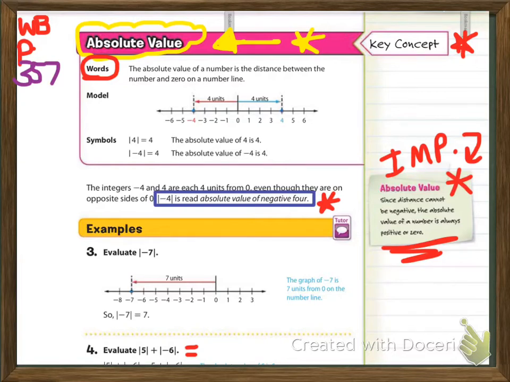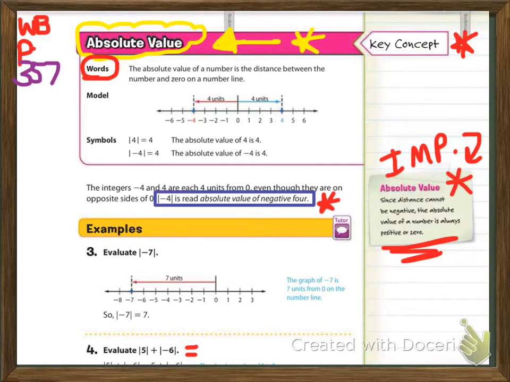So under the symbols section, this says find the absolute value of 4. Well, it's 4 places from 0. Then it says find the absolute value of -4, and again it's 4 places from 0. We're not going to have a negative distance answer. Look at example 3. Evaluate the absolute value of -7. Evaluate just means give me the answer. And in this case, the answer is 7 because it's 7 places from 0 on the number line.